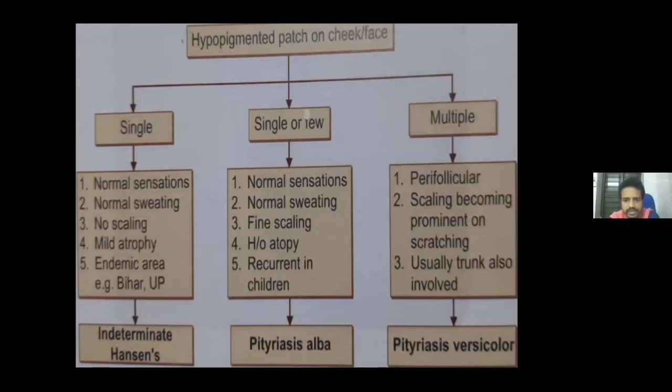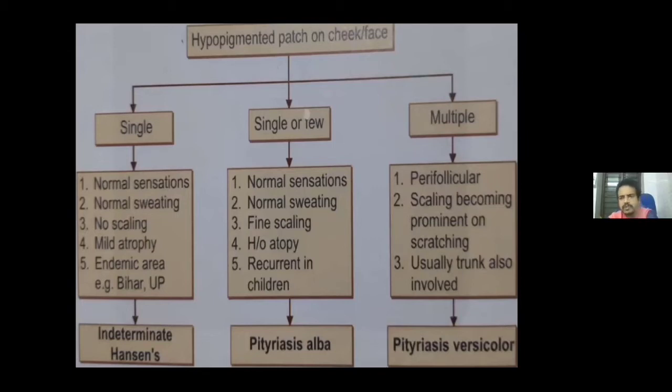Okay, normal sweating and normal sensation will be there. Then indeterminate Hansen's. Indeterminate Hansen's will be that Hansen's which will not progress to Hansen's disease. Here the lesion mostly will be single. Multiple lesions are also there.